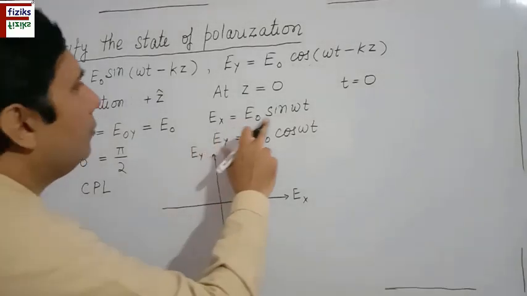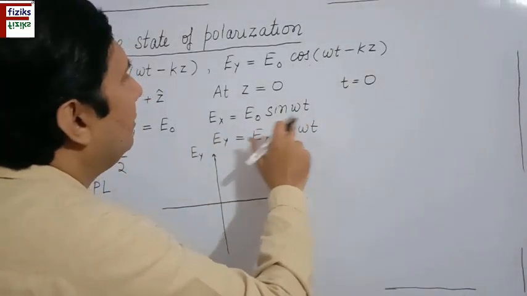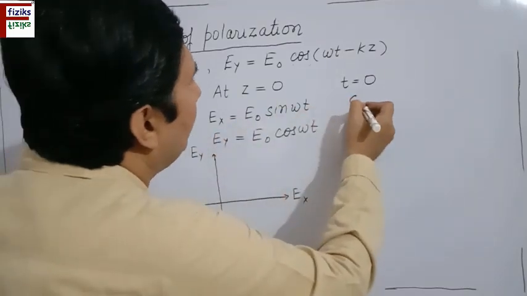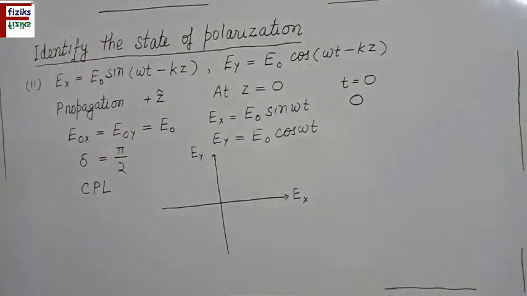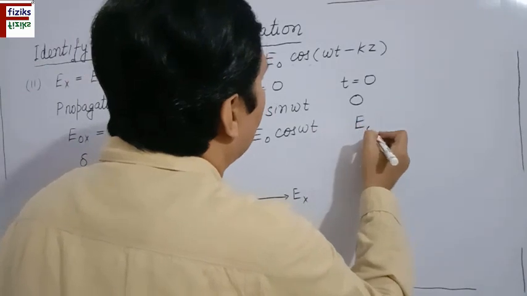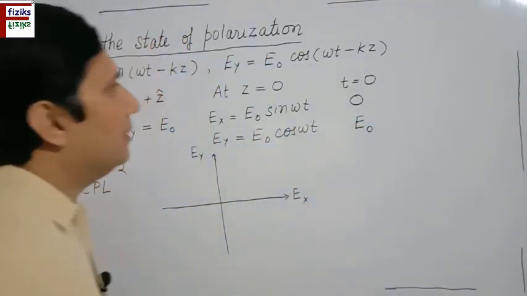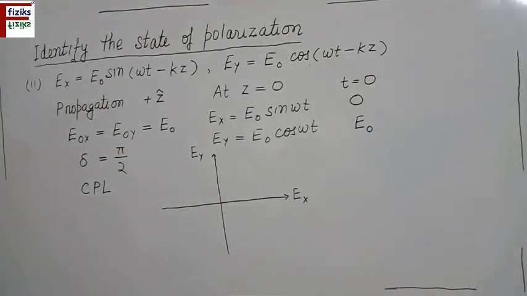So at t equal to 0, this will become E naught sin omega t, so this will be sin 0. So Ex will become 0. And what will be the value of Ey at t equal to 0? So this will become cos 0. Cos 0 will be 1, and Ey will become E naught. So the values of Ex and Ey are 0 and E naught respectively at t equal to 0.